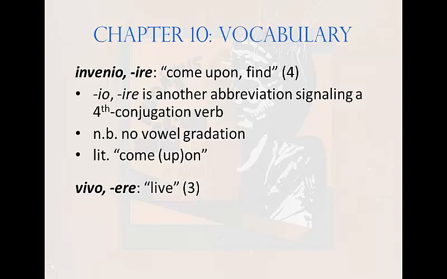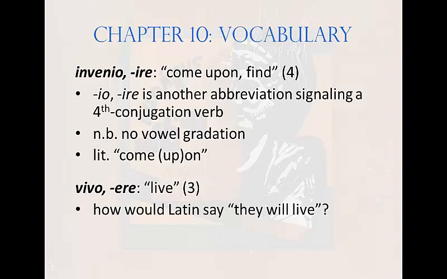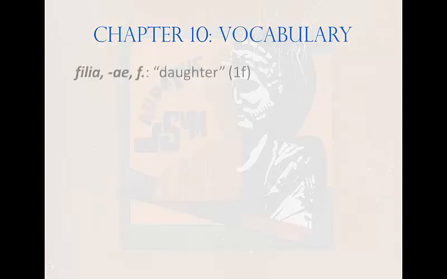It's a third conjugation verb. How would you say in Latin, they will live? Remember, it's third conjugation. What's the tense sign for third conjugation future? Yes, it's e. We went, as in, we went to Rome and had a blast.